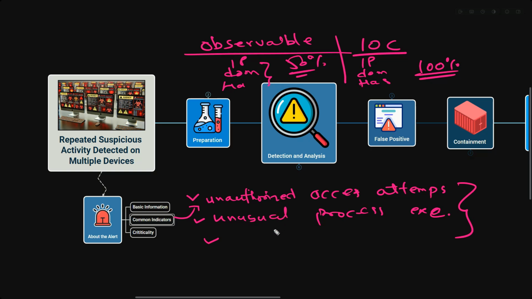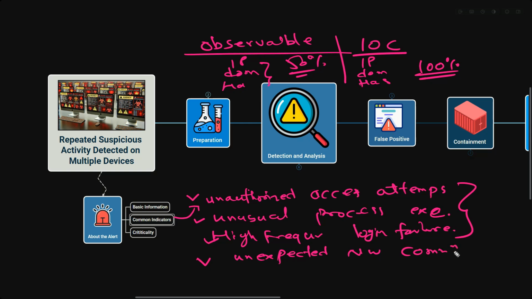We can also have high frequency login failures in the network, and maybe unexpected network connections happening across all the devices in the network, all of which are red flags for potentially malicious activity in the network. Now, what is the criticality of such incidents?